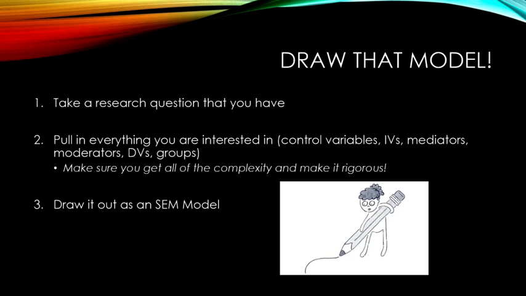If we were in class, I'd actually have you draw out a model. Take a research question you have, draw it out, and put everything you're interested in there: control variables, independent variables, mediators, moderators, dependent variables, groups that you may want to look at, or differences between groups. Make sure you get all the complexity that you want and that would really fit the research and make it truly rigorous. This is one thing that's going to really make your research pop out, be meaningful, and be published in high impact journals. So I would encourage you right now to just pause the video and do that, because we're going to come back to that when we get to syntax later on in this lecture, so you can draw it out.